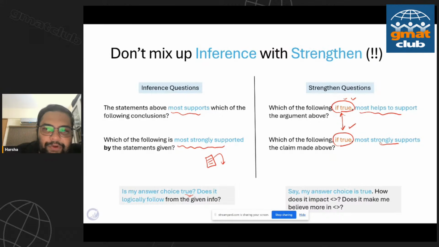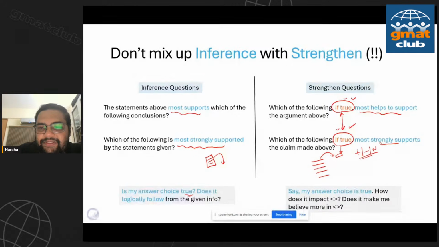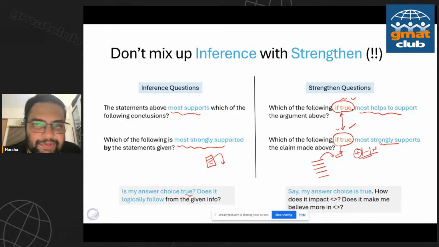You'll see this phrasing: if true. What does if true mean? Essentially, we are being told, when you look at these answer choices, consider that each of these choices is true. Assume that this is true, and then figure out whether it has a strengthening impact on my argument or not. So assume that it's true, and then see, does it strengthen, does it weaken, does it have absolutely no impact? If it strengthens, that's your answer, right? So typically this if true is something you'll see with strengthen and not with inference. So that's one way to go about it.